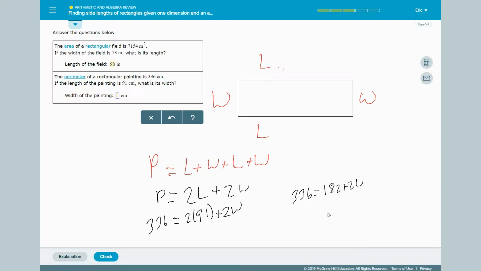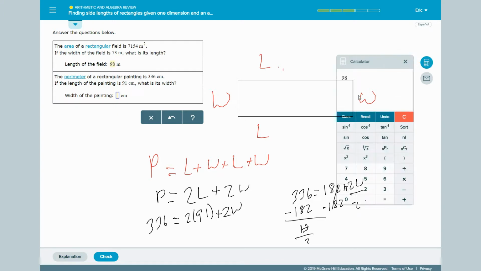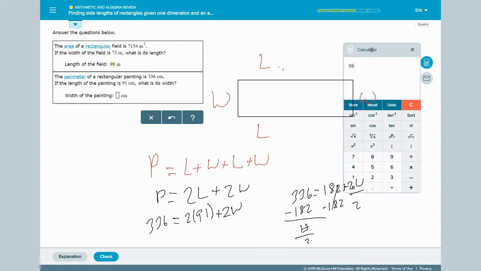So we have our linear equation. Subtract 182 from both sides. And then we would just divide that final answer by 2. So to just do that in one fell swoop, we are going to do 336 minus 182 and then divide that by 2 and get a width of 77.